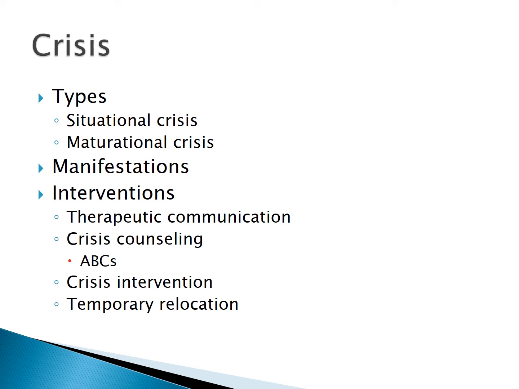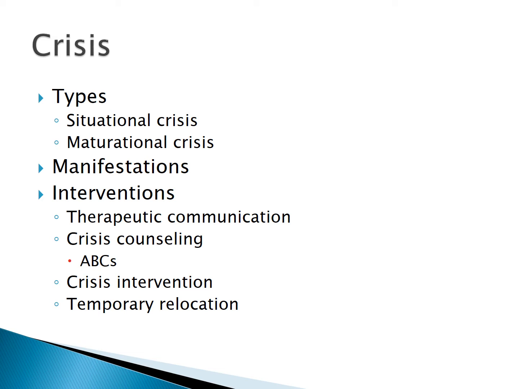So there are 2 different types of crises that can occur. There is situational crisis and maturational crisis. A situational crisis is an unexpected stressor or circumstance that occurs in the course of daily living. So there's a foreclosure on a home, there is a divorce, there is child custody, something that is an acute, unexpected event that occurs.